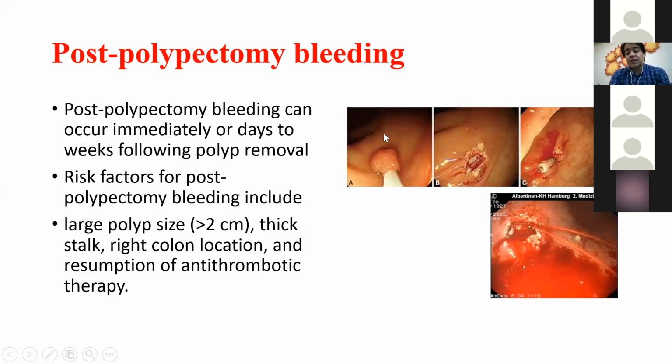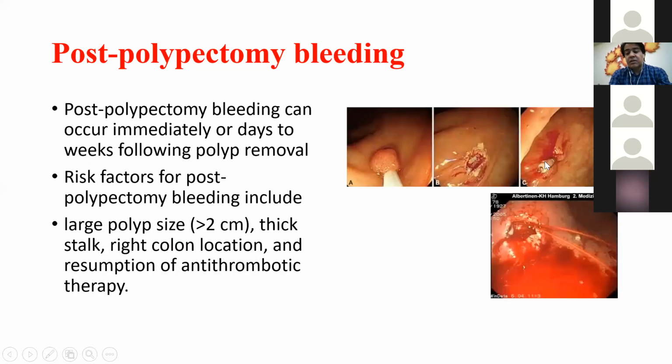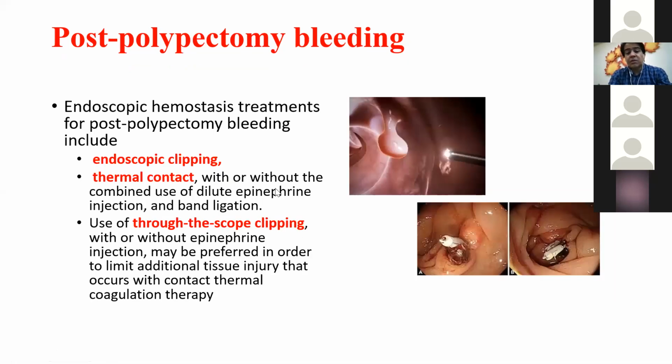If you look, this is the polyp and it is grasped. After polypectomy, here you can see even two spurting vessels or two spurting sites. And how will you manage this one? The management of post-polypectomy bleed is again a therapeutic form of colonoscopy. Here you can see that there are different options like endoscopic clipping. These are the clips that can be placed directly. Look at this, this is another clip. Here you can grasp the spurting vessel or spurting site with this clip, and you can use thermal contact with or without diluted epinephrine.